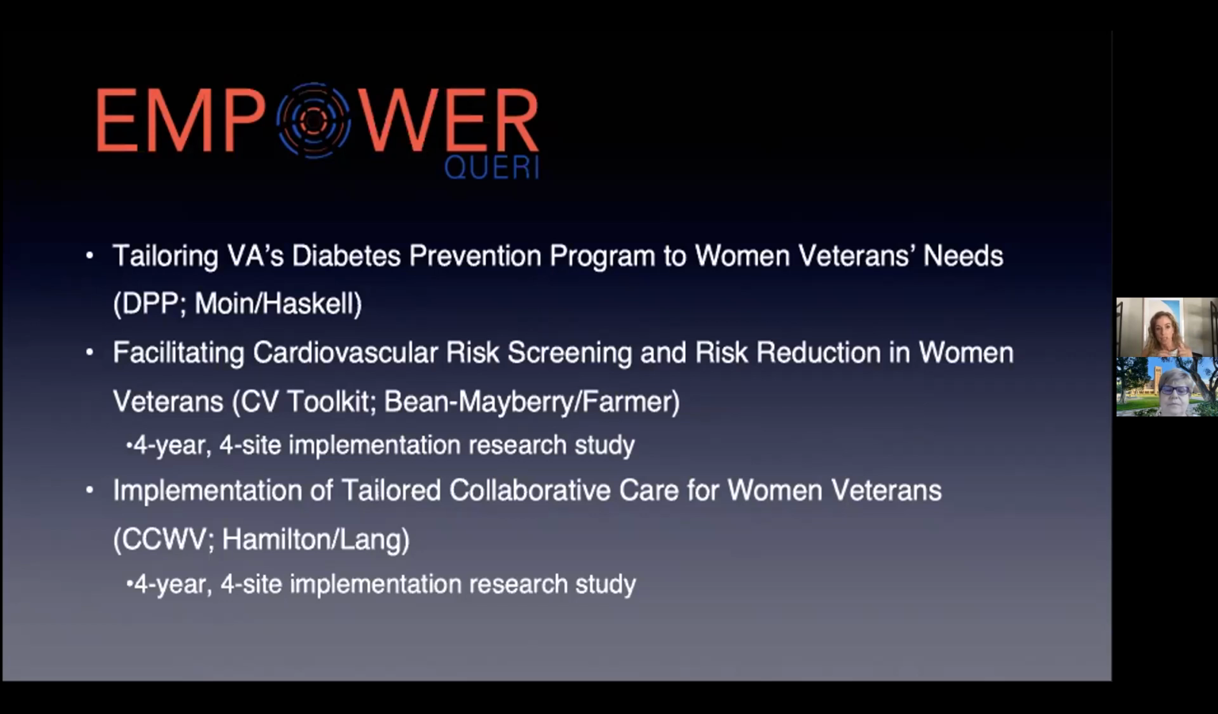The first study was a 1-year quality improvement study, but the other two were both 4-year, 4-site implementation research studies. So these were really multi-site implementation initiatives.